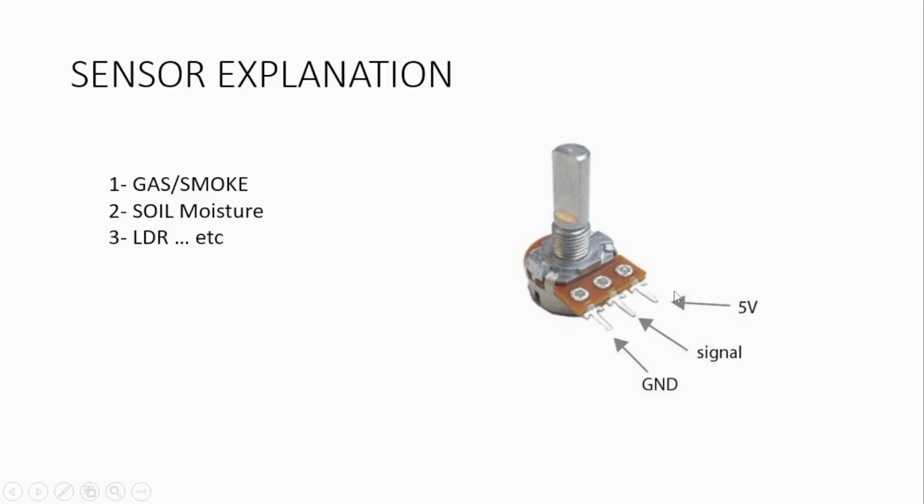The middle one is always the signal, and on both sides you can use either one for power, and the other one is the ground. Either can be given. In place of 5 volt you can connect the ground, and in place of ground we can connect the 5 volt also. So this is the circuit connection.